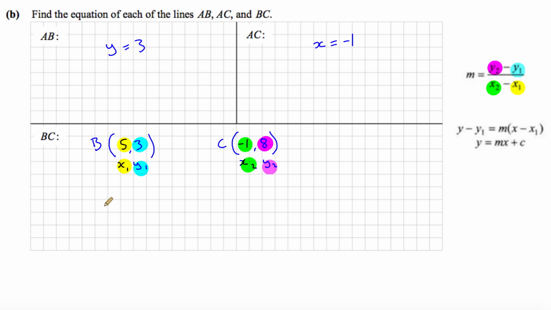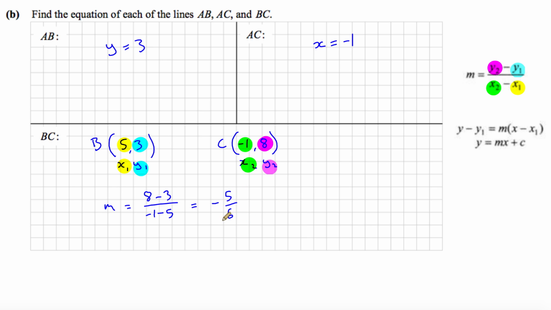So my m value, my slope m, is equal to y2, which is 8, minus y1, which is 3, and that's all over x2, which is minus 1, minus x1, which is 5. And when I work this out in my calculator, I get a value of minus 5 over 6. So that's the slope of the line BC.